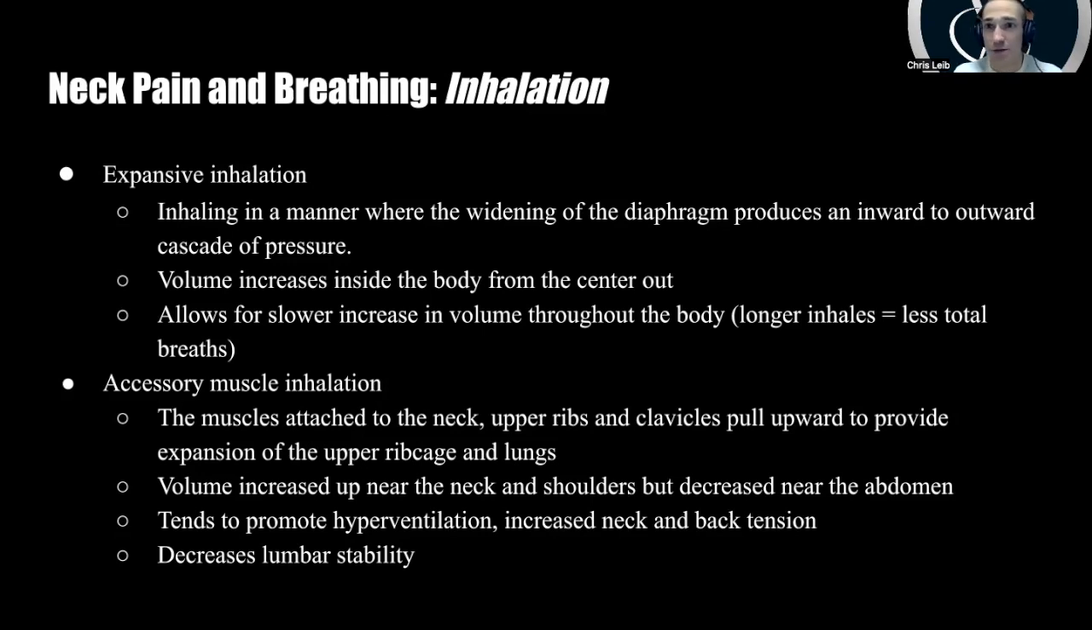The opposite of this, or the counterpoint, would be the accessory muscle inhalation. And this is where the muscles that are attached to the neck, the upper ribs, the clavicles, we showed some of those in our anatomy discussion, pull upward to provide expansion of the upper rib cage and lungs. The volume increases up near the neck and shoulders, but it decreases down lower near the abdomen. So this tends to promote hyperventilation.